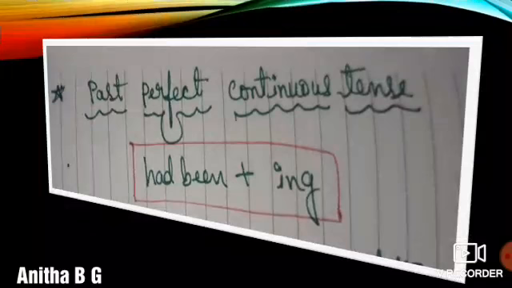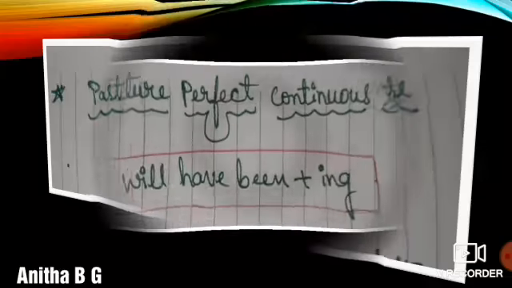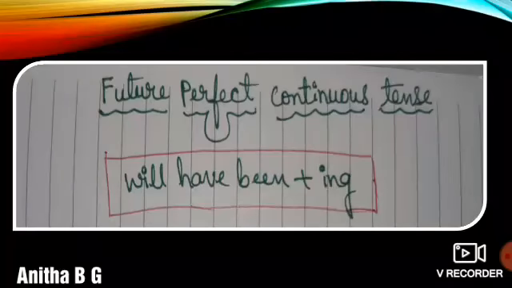Next, past perfect continuous tense. In the past perfect continuous tense, we have to use had been plus ing. They had been writing, she had been dancing. So these are past perfect continuous tense. In the future perfect continuous tense, will have been plus ing. They will have been writing. She will have been singing. We will have been dancing. Like that we can write future perfect continuous tense.